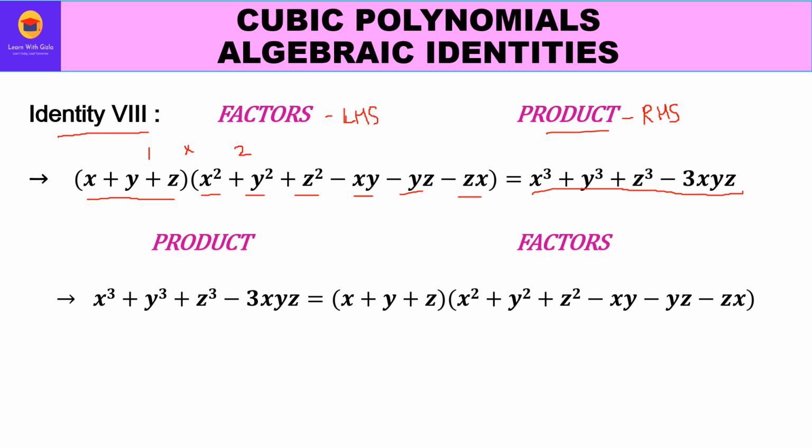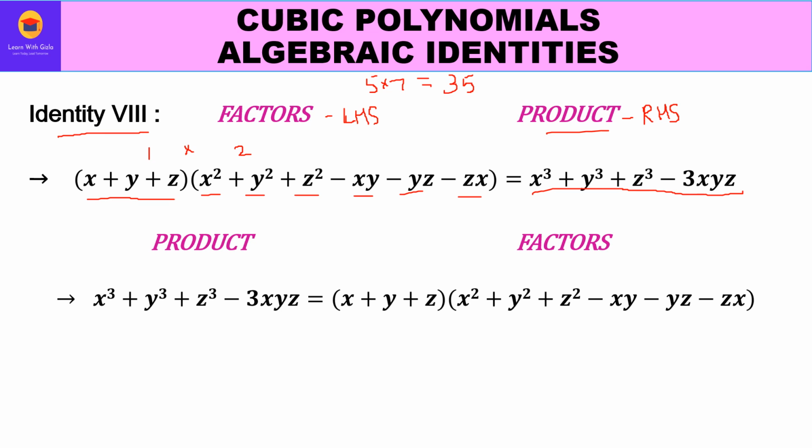Like suppose I say 5 into 7 is equal to 35. So 5 and 7 are the two factors of 35. In the same way, if I have two factors (x + y + z) and (x square + y square + z square − xy − yz − zx), these are the two factors. So the product is x cube + y cube + z cube − 3xyz.